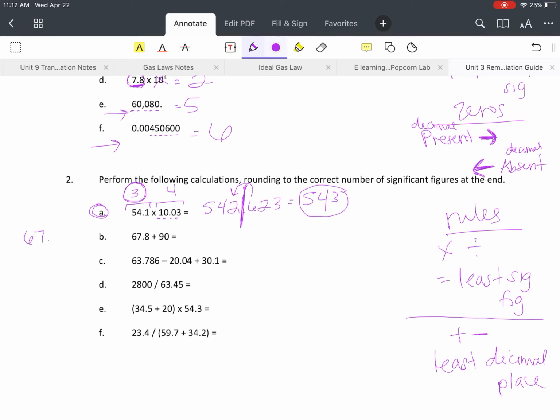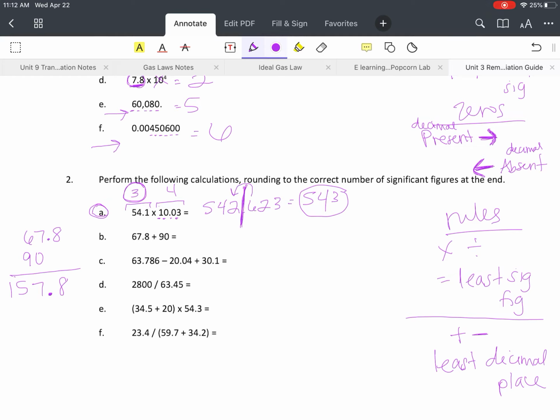For B, all right, it's adding. So let me set it up right over here. The reason we go to the least decimal place is because, remember when you were learning to add, you line up your decimal, you line up all your place values. Okay, so we get 8, 7, and then 15. And then my decimal ends up being right there.